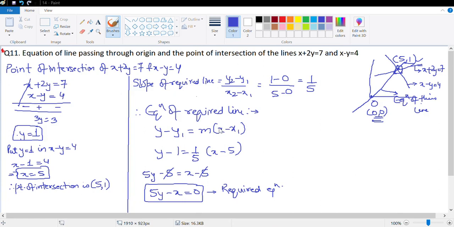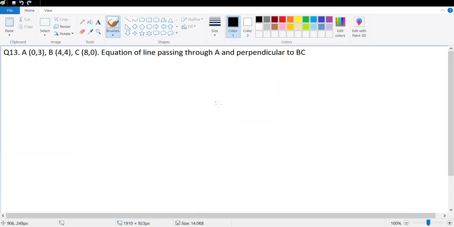The next question that we'll do will be question number 13. So question number 13 says ABC have coordinates something, something, something. Find the equation of the line through A and perpendicular to BC. So what we are basically looking at is, let's say, this is BC, and I need to find the equation of a line from A and perpendicular to BC.